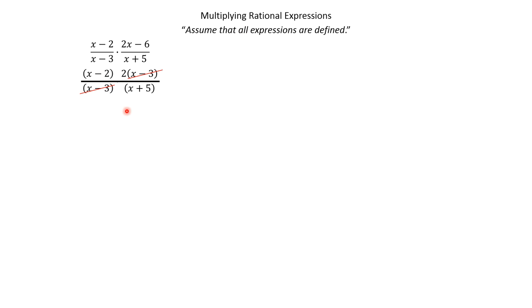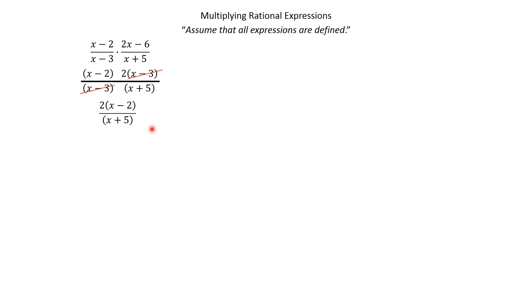And there we go. We're left with x minus 2 times 2 over x plus 5. I'd pull this 2 out in front just because we like 2 times x minus 2 as opposed to x minus 2 times 2. It doesn't matter, but that's more common. If you really wanted to, you could multiply this out, but I wouldn't. You don't need to right now.